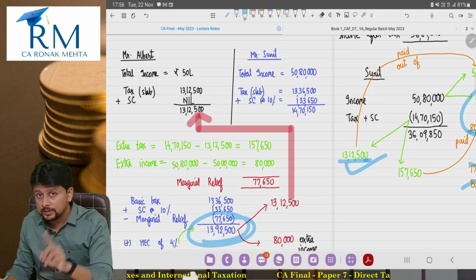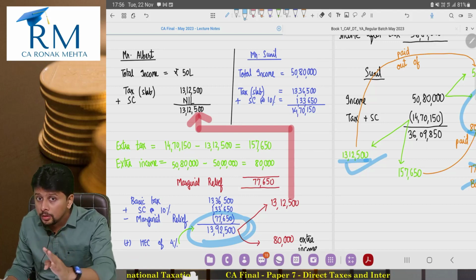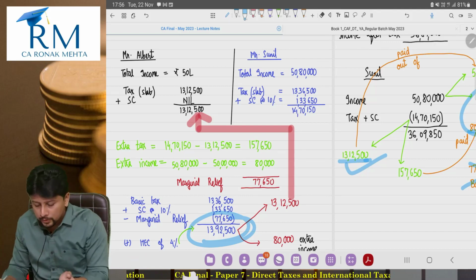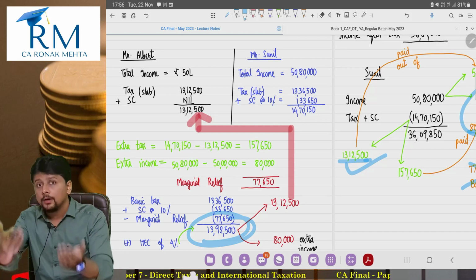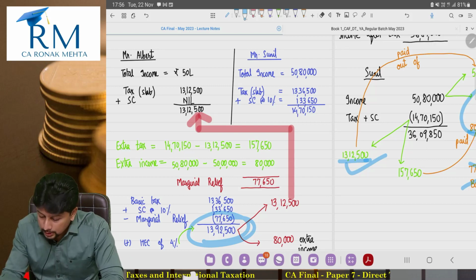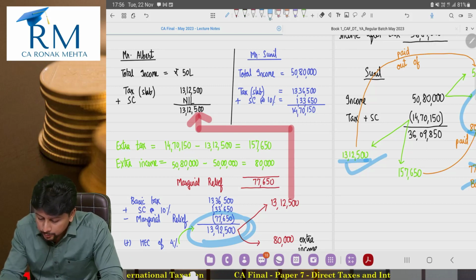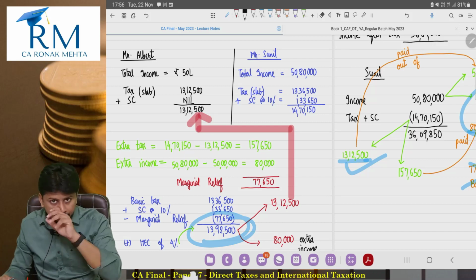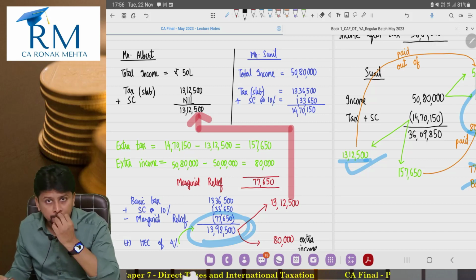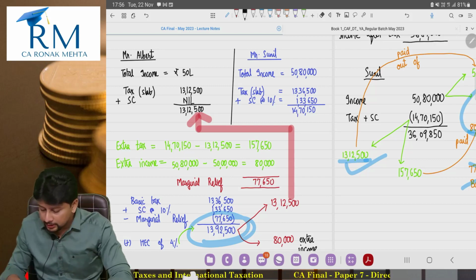This is a concept which is equally applicable to companies and firms also. So what will you have to do? Find the tax on your total income. Now, putting this into a stepwise discussion, let me put it like this. We understood the example, but now if I have to generalize, what is marginal relief?